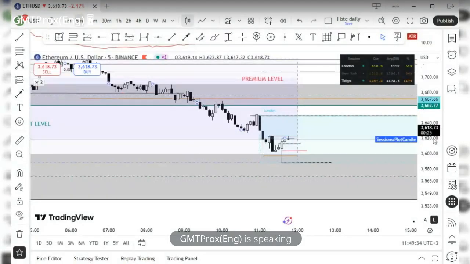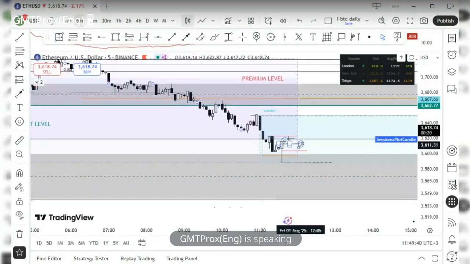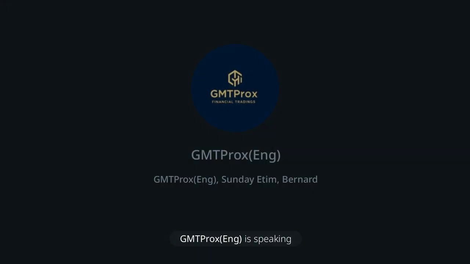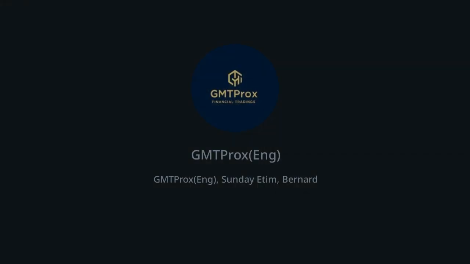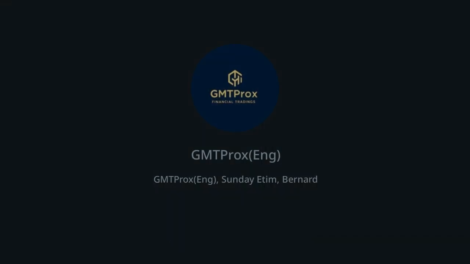But already we have our fair value gap here. So we're going to say this is our fair value gap.